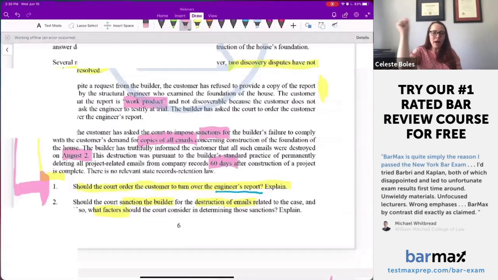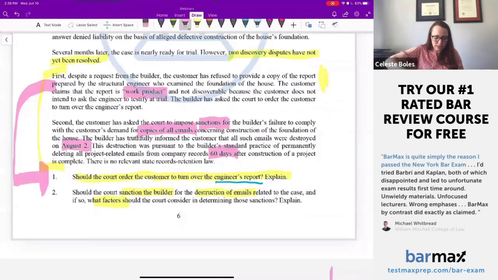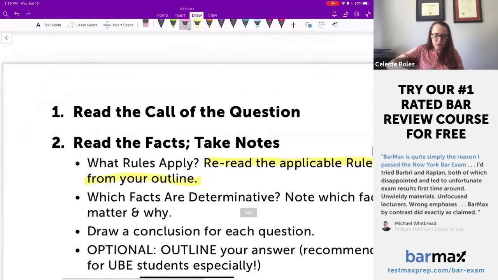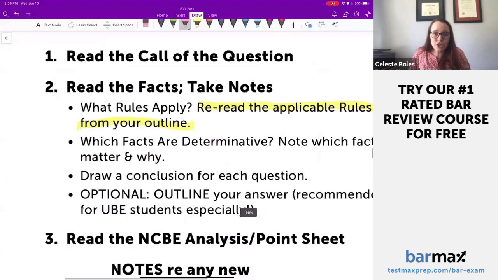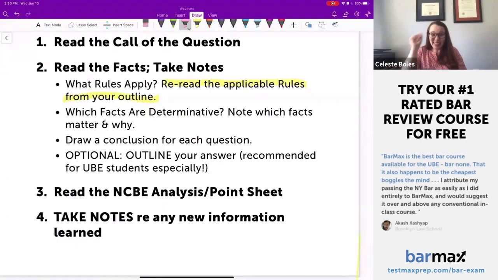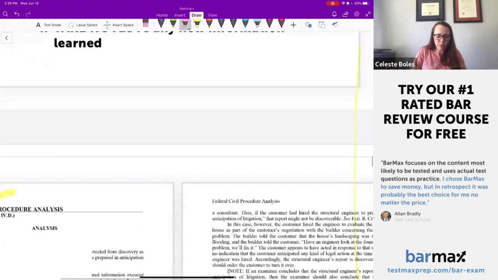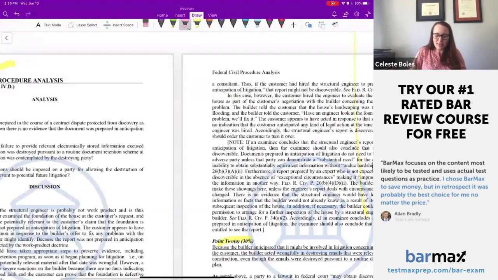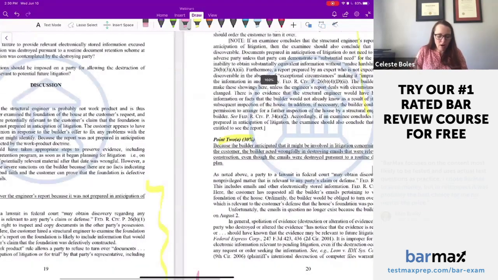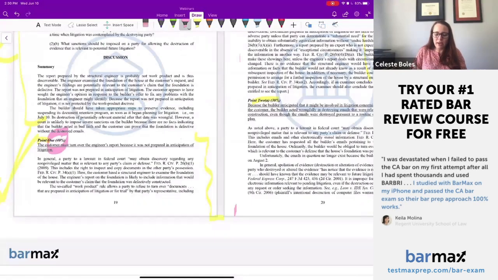And then you'll go back and you'll do these steps, as we said. You're going to draw a conclusion for each question. You can write it out in a little outline, a little skeleton if you want. And then you read the NCBE analysis or point sheet. Again, like I said, the most important parts are the points, point 1, point 2a, and point 2b.